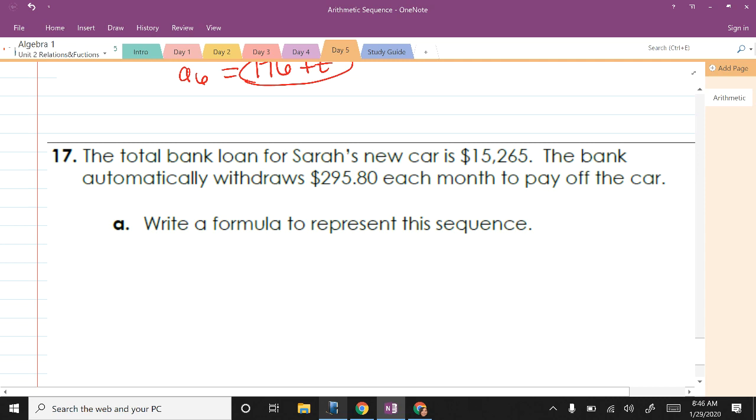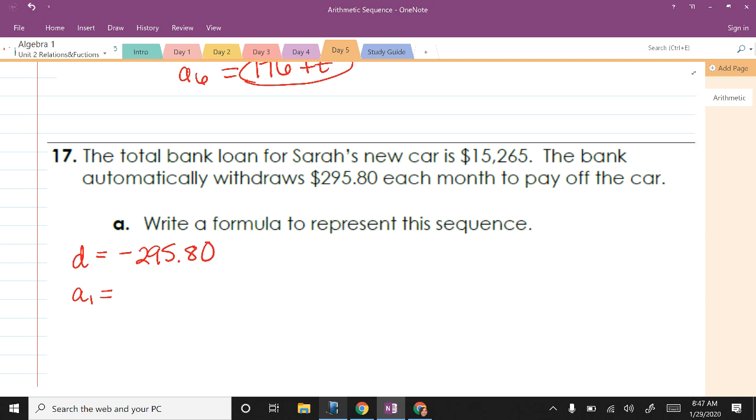Now, I need two things. I need a D and an A1. Now, how much is going to be taken off the balance every month? Am I going to be adding that much to the balance or am I taking it away? Hopefully, if I'm making payments, that bank is taking that money off my total balance, what I owe, right? So that's going to be a negative $295.80. That is my common difference, right? The question is, what is A1?